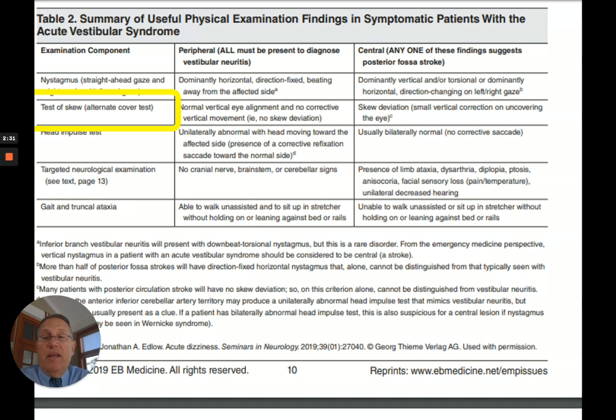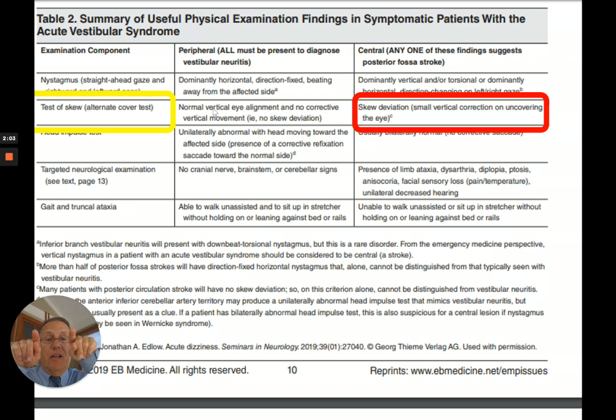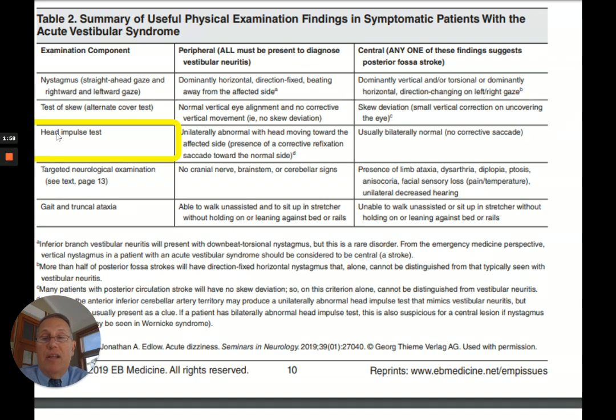You alternately cover one eye, and then when you uncover the eye, a normal peripheral finding will be that there's normal pupil alignment. There's no need for reassessment or corrective vertical motion. This is normal, suggesting a peripheral etiology. However, if there is skew deviation, if when uncovering one eye or the other eye has to vertically align the 2 pupils, this would suggest a central etiology.